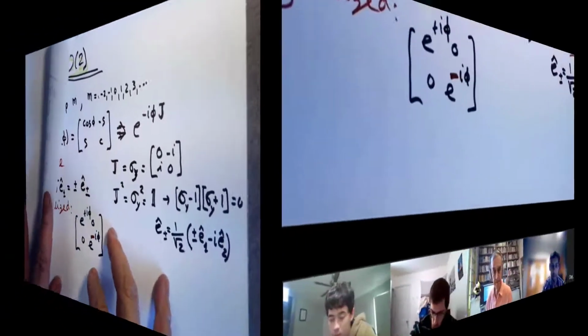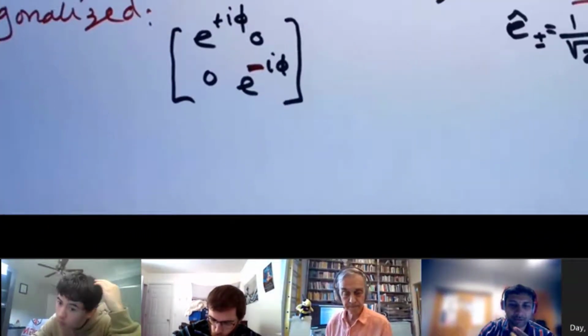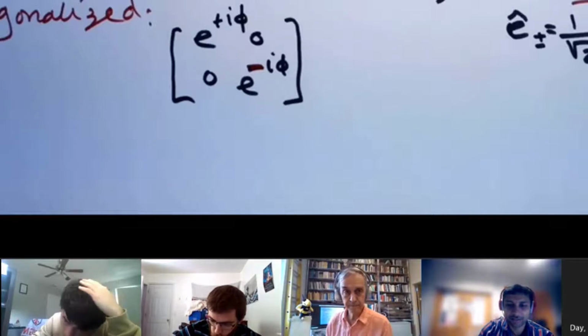So let's get those. Yeah, I was just wondering, the diagonalized matrix has the same phi, one is plus and the other is minus?